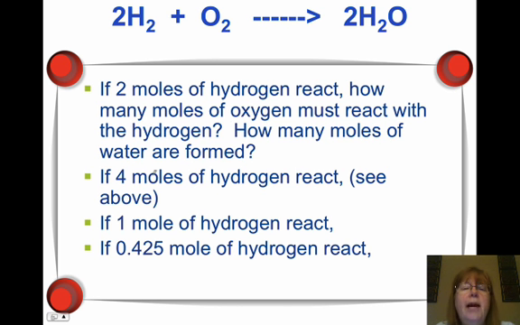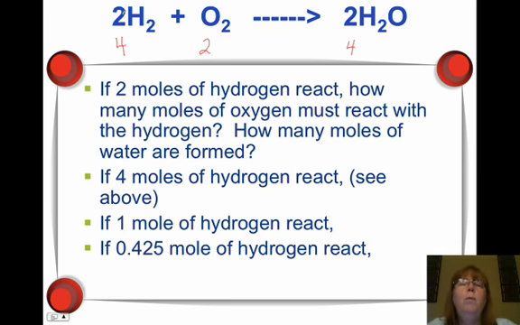Now, what if we had 4 moles of hydrogen react? So in other words, double the amount in our balanced equation. So not 2 moles, but 4 moles of hydrogen. How many moles of oxygen would need to react with that? Well, it's a 2 to 1 ratio, and so it would be 2 moles of oxygen. And look how that coefficient 2 is the same here with water. And so if we change this to 4 moles of hydrogen, we would be making 4 moles of water.